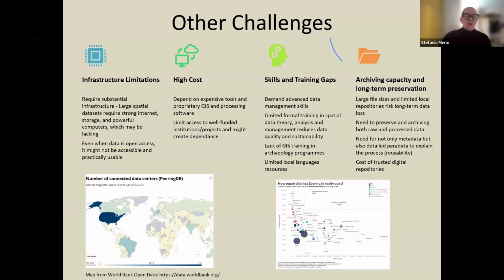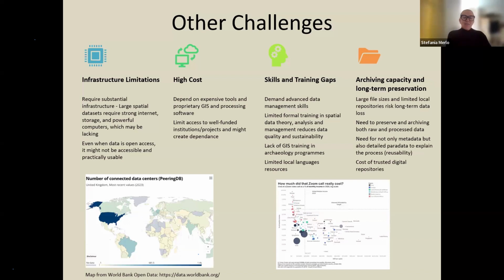Thanks. We're wrapping up with other challenges. This is not to say that we are discouraging everybody participating in this workshop from using GIS, but to highlight that when you start developing frustration with the difficulties that come with using GIS data for your archaeological questions, you are not alone.